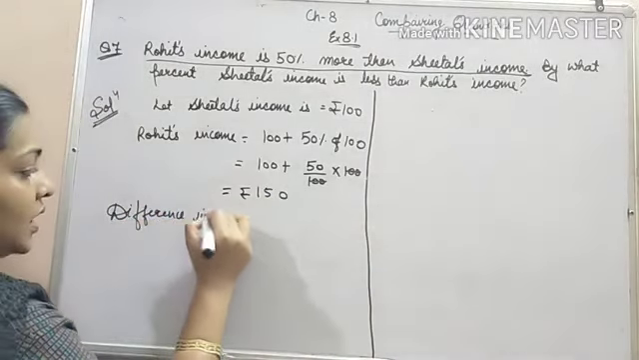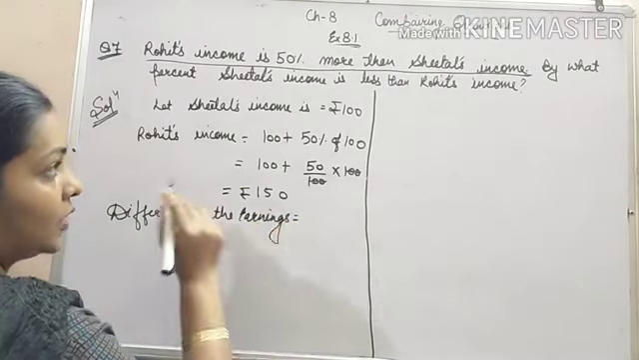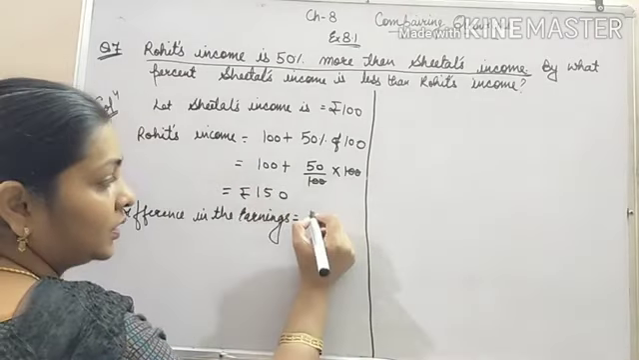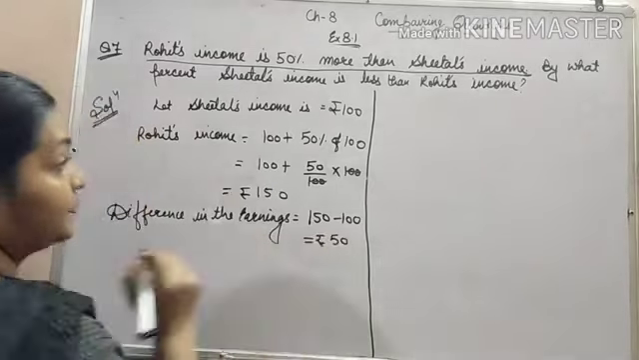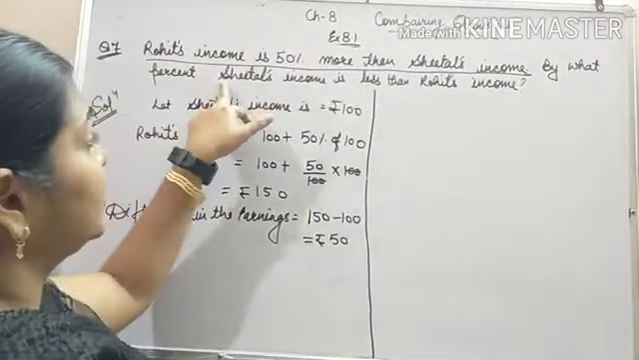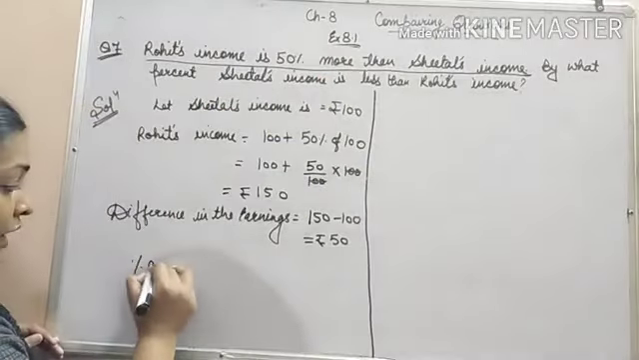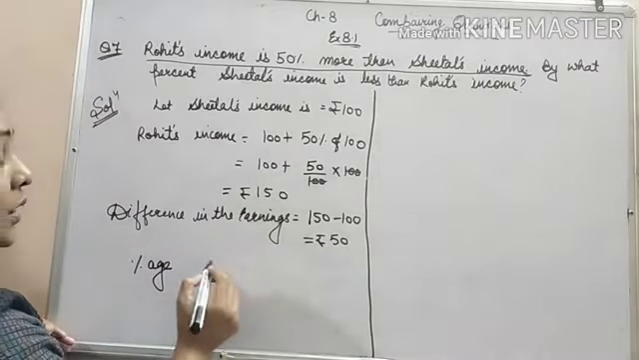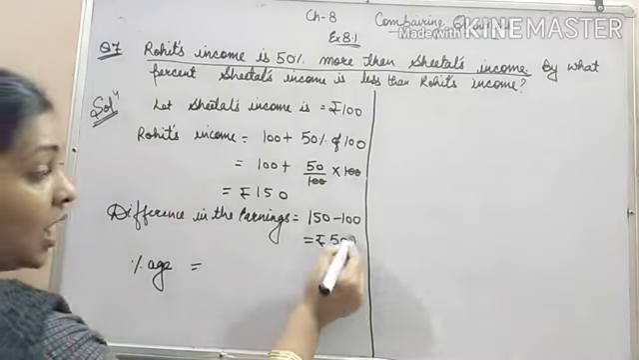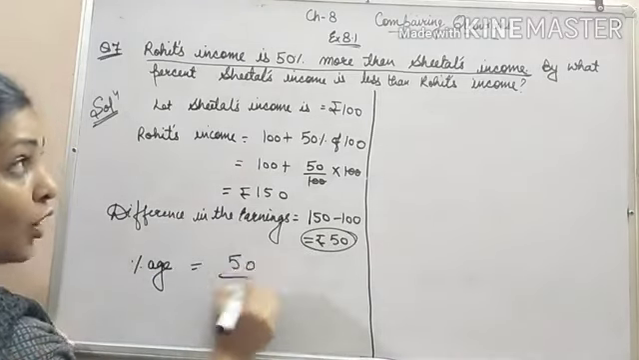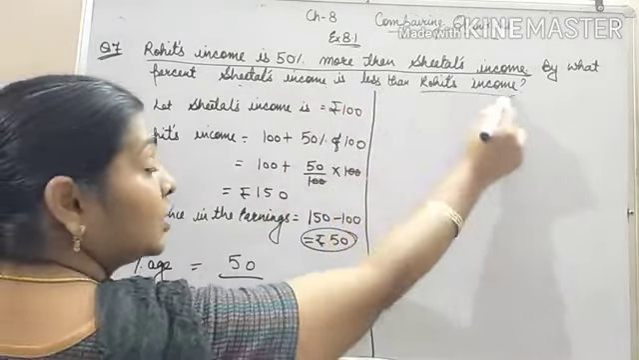Now the difference in the earnings is equal to 150 minus 100, that is equal to 50 rupees. Now, by what percent is Sheetal's income less than Rohit's income? You have to find the percentage of the difference to Rohit's income. How much is the difference? 50 out of 150, because Sheetal's income is less than Rohit's income.